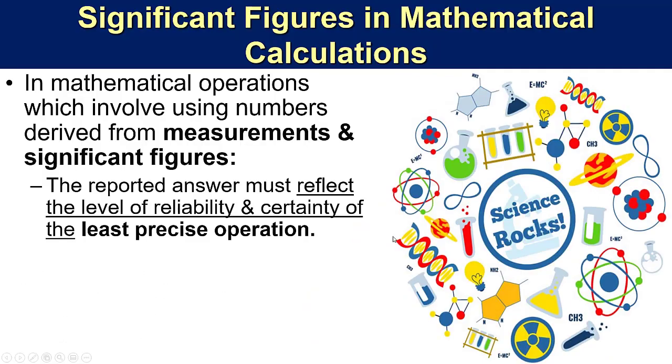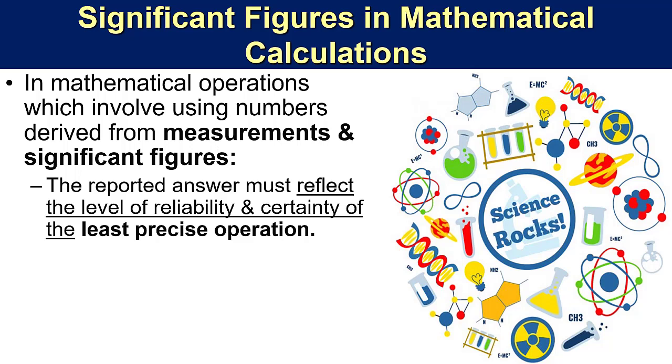Let's dive right in. In any mathematical operation which is going to involve using numbers derived from measurement, and no spoiler, they are all going to be derived from measurements, because this is chemistry class and that's how we measure, one place beyond what you are sure of. Your answer that you get using those measurements in your calculation has to reflect the level of reliability and certainty, or uncertainty, of your least precise operation.